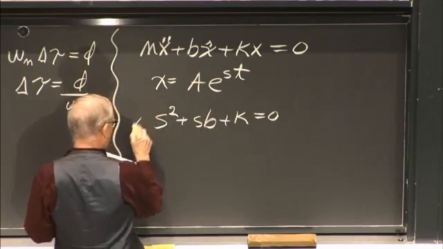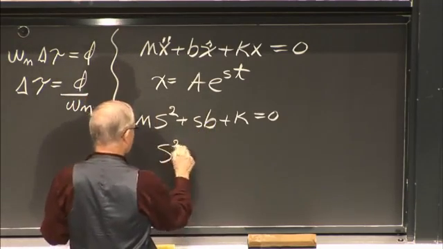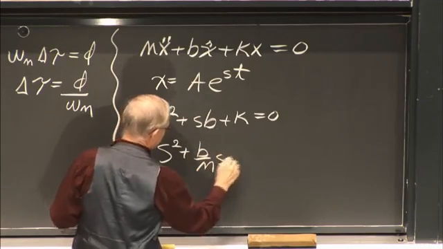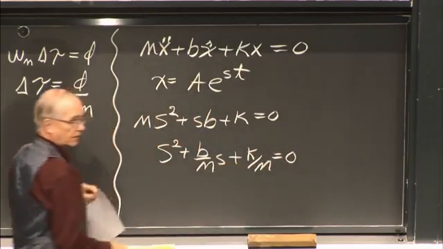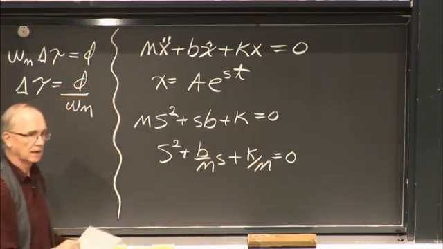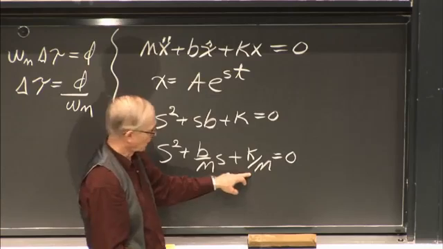I left out my m here. So it starts off looking like that. You divide through by the m: s squared plus b over m s plus k over m equals 0. And that's where Haynes would leave it, and he'd give you the entire answer in terms of b over m and k over m and that kind of thing. Engineers, we like to call that the natural frequency squared.